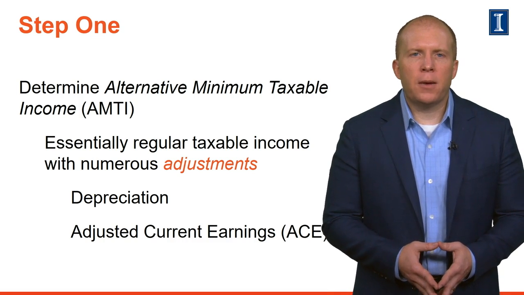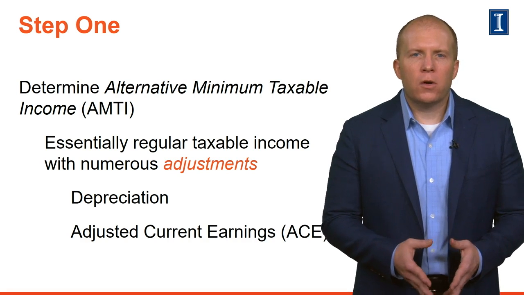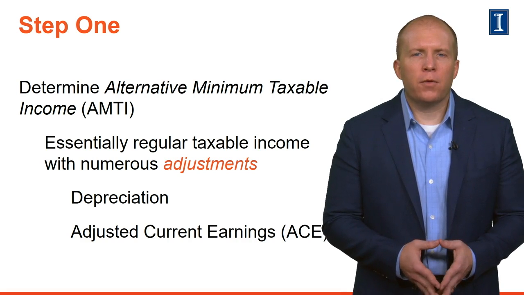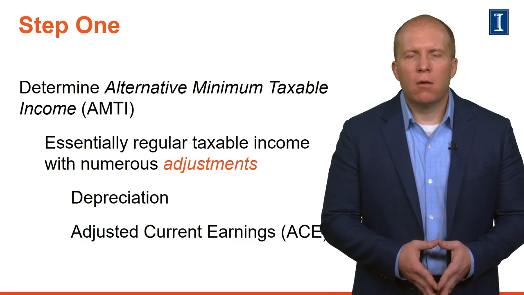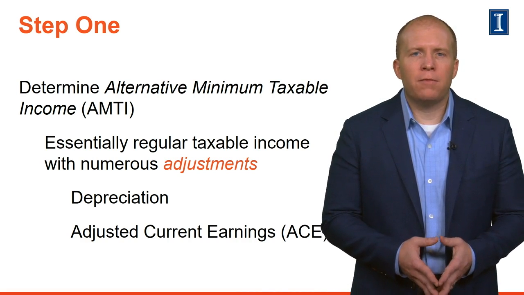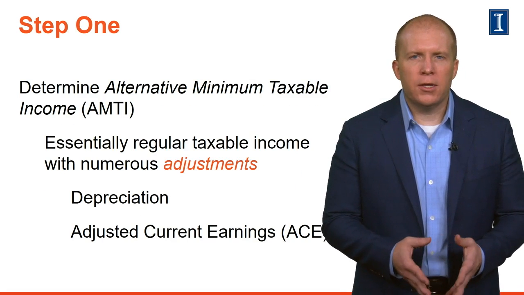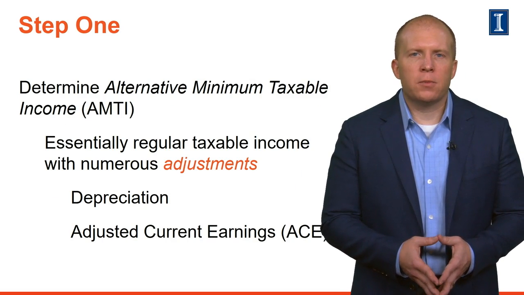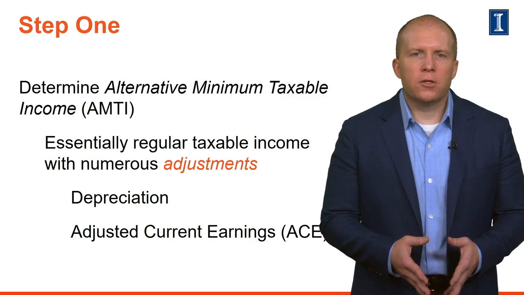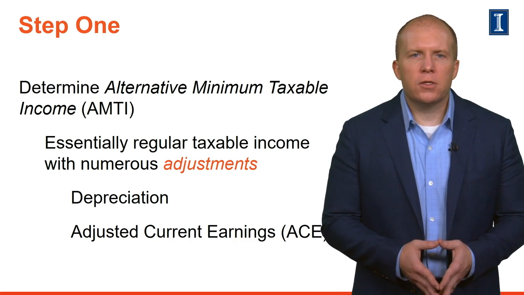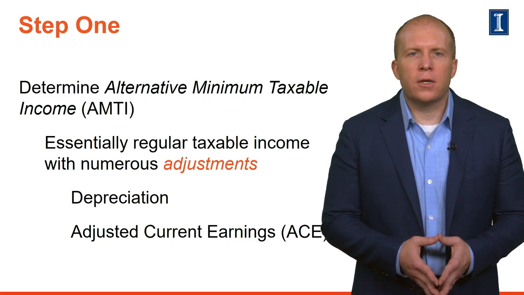Thus, the first of three steps in computing AMT was to determine Alternative Minimum Taxable Income, or AMTI. AMTI was essentially regular taxable income with numerous adjustments. For example, the AMT system often used longer recovery periods for calculating depreciation expense, requiring an adjustment to taxable income to arrive at AMTI. Another adjustment, called Adjusted Current Earnings, or ACE, increased AMTI for specific items that were excluded from regular taxable income, such as tax-exempt interest, dividends received deductions, the difference between LIFO and FIFO inventory, and a portion of deferred gains on installment sales.